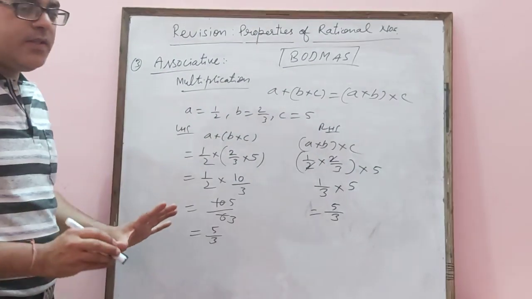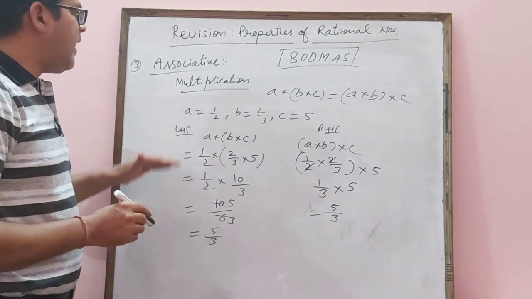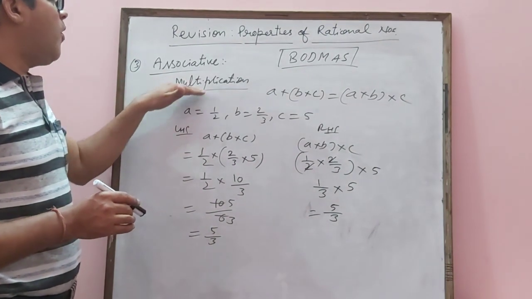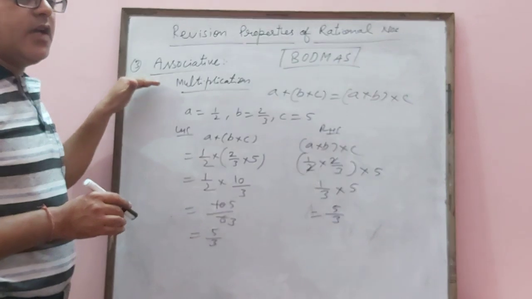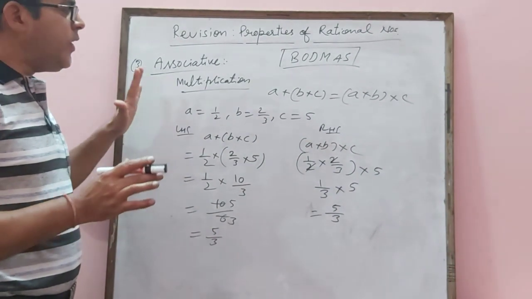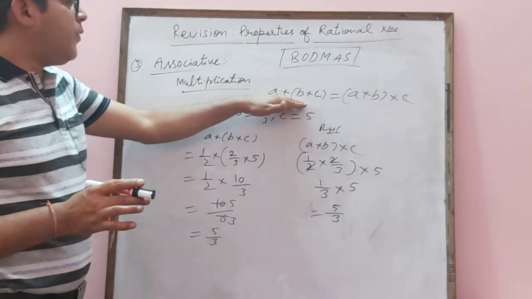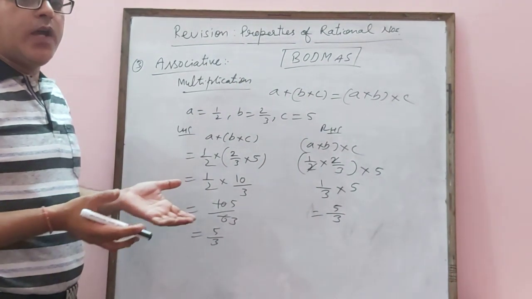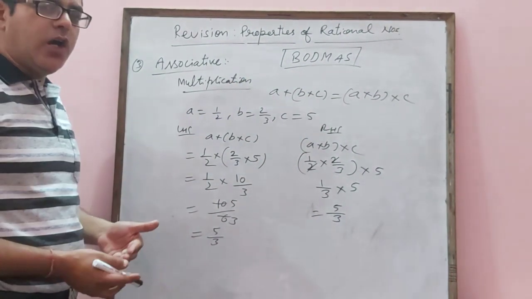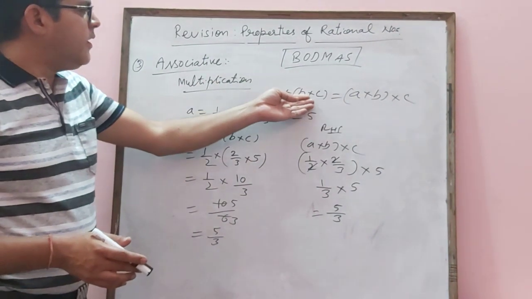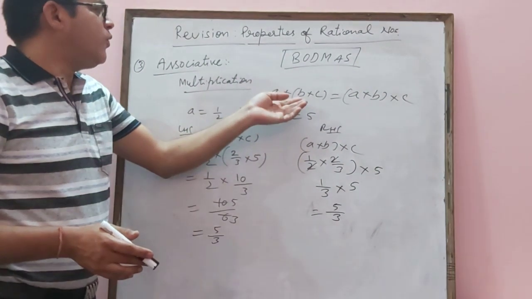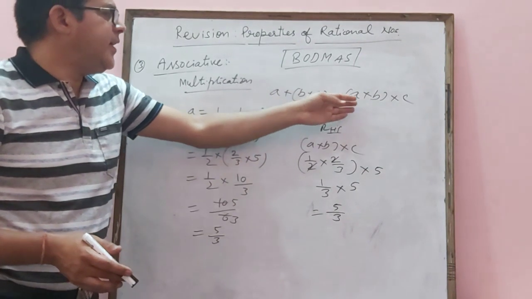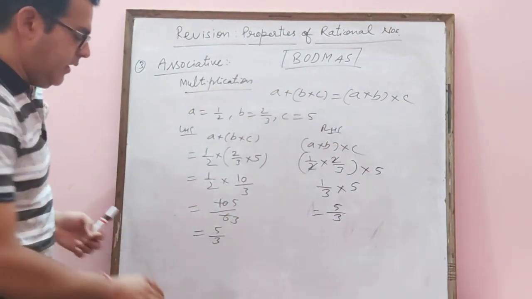It means we can say that multiplication of rational numbers is associative. It means we can group any two numbers together to multiply with the third number. So we can write it A into inside bracket B into C, and A into B inside bracket then C. Hope you understand.